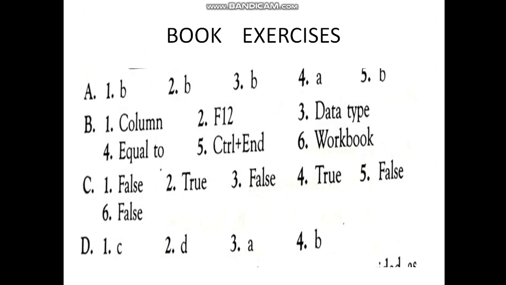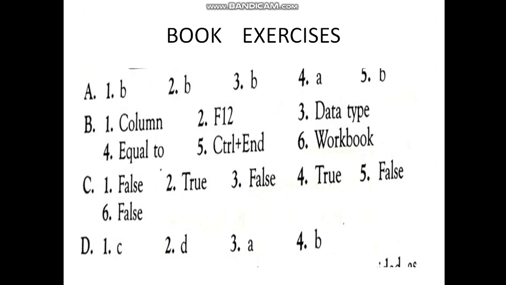First one, multiple choice question. Dash box shows the address of an active cell. For that, answer is B. Second one, press dash keys to open a file in Excel. For that, answer Control plus O. Control plus O means open option.